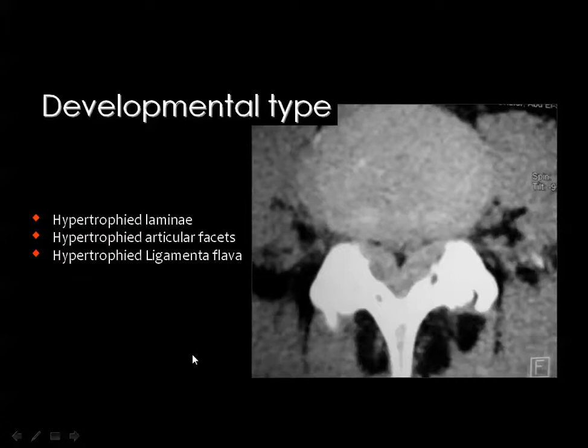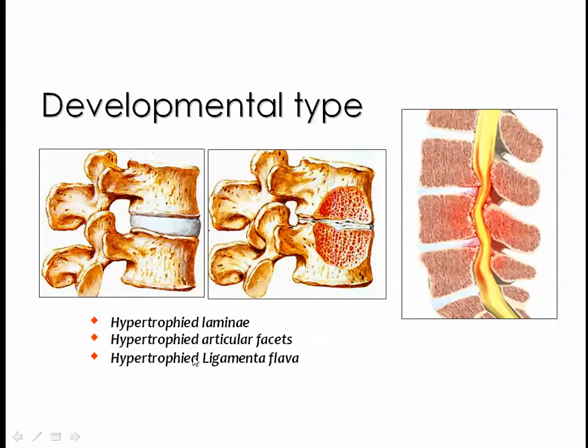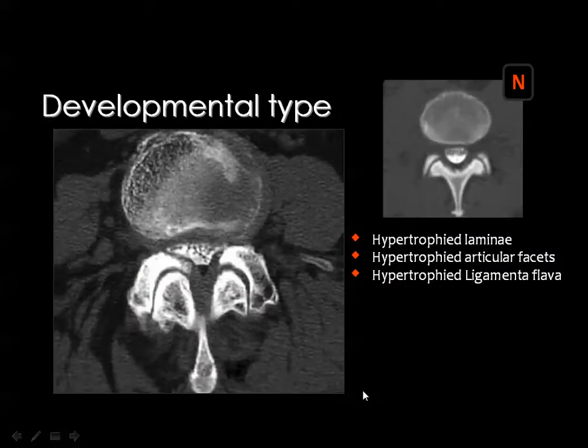angle will be acute. Then the developmental type of the spinal canal stenosis, as you can see, this is the normal spinal canal, and this is the developmental type of spinal canal stenosis, where you can see that the articular facet is large and the lamina is short. And of course, if you can see the soft tissues, you will also see that the ligamenta flava are also hypertrophied. This will result in significant narrowing of the lumen, or the space inside the spinal canal.